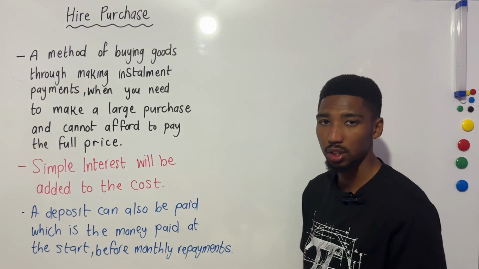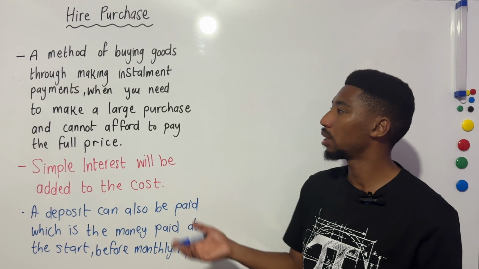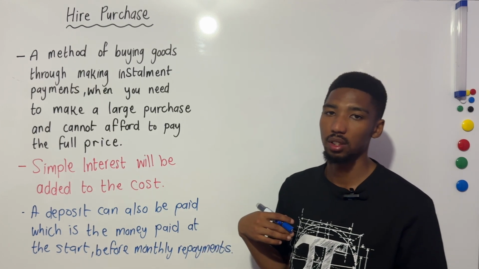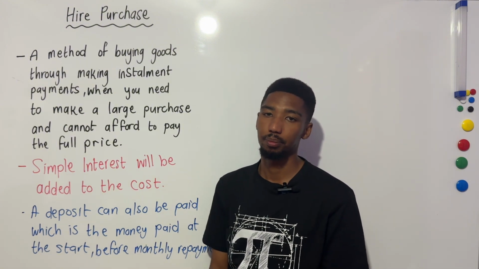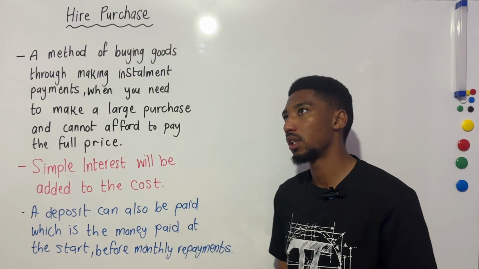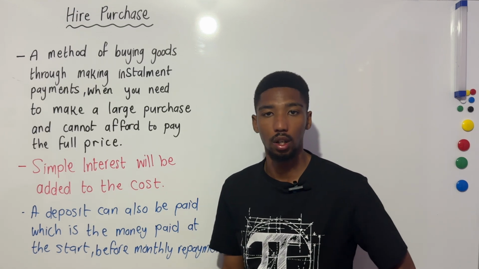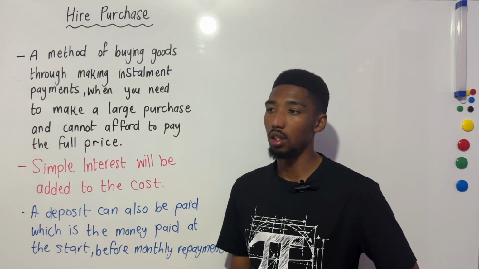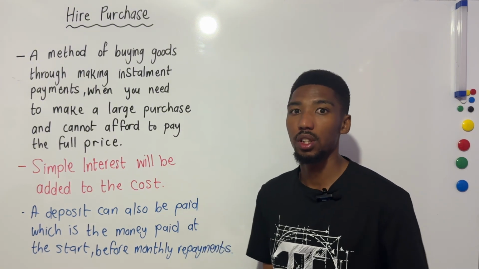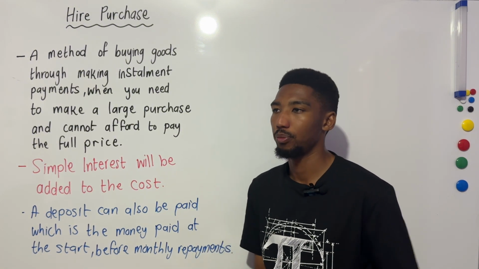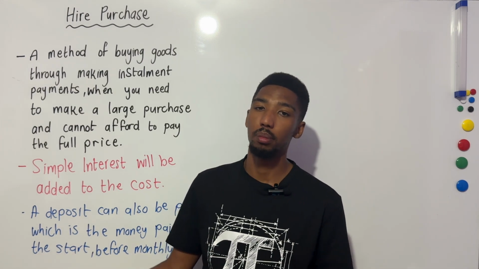Now, what is hire purchase? It is a method of buying goods through making installment payments when you need to make a large purchase and cannot afford to pay the full price upfront at the start. So, for example, if you need to buy a car or a house or a TV of 20,000 rand, but you do not have the 20,000 rand to buy the TV, what do you do? You can buy the TV on hire purchase.